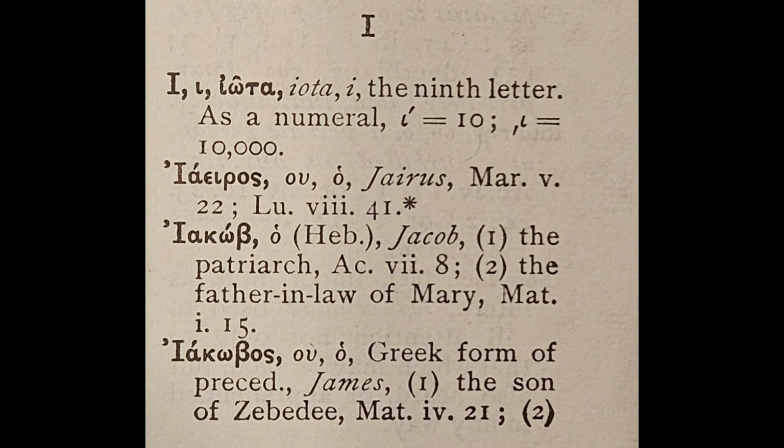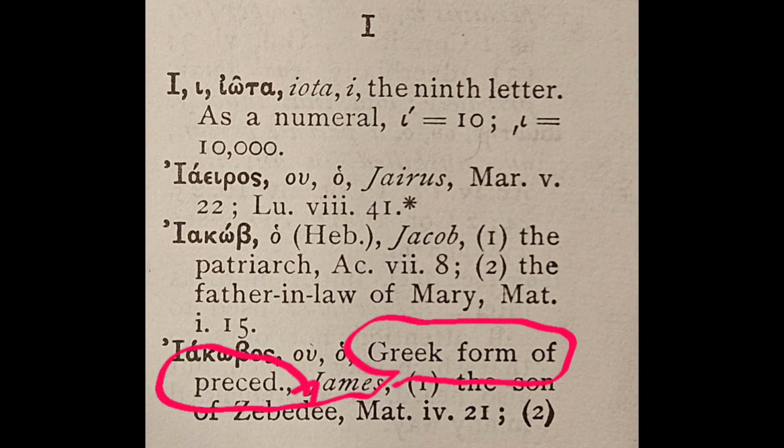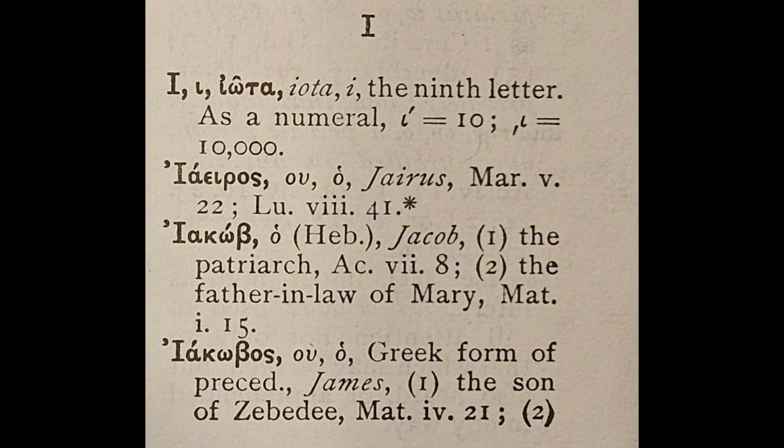These final notes may indicate a pathway in which the name Jacob became the name James. Here from a Greek dictionary we see Jacob became Iakobos in the Greek, and it says that it is the Greek form of the preceding, and is James. So Iakobos was a Hellenized form of the Hebrew name Jacob.